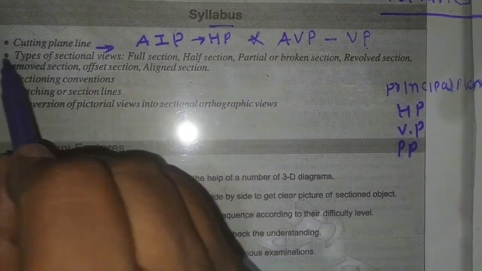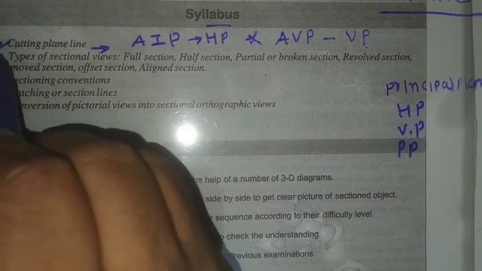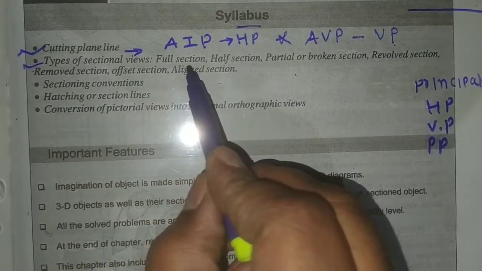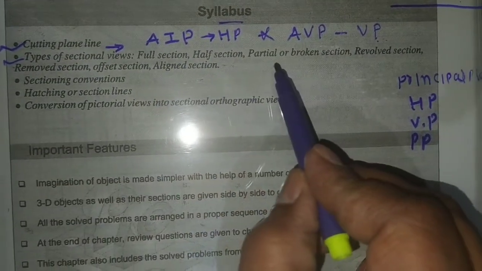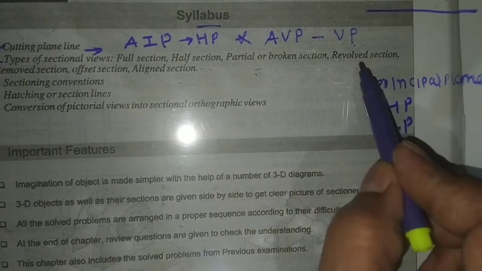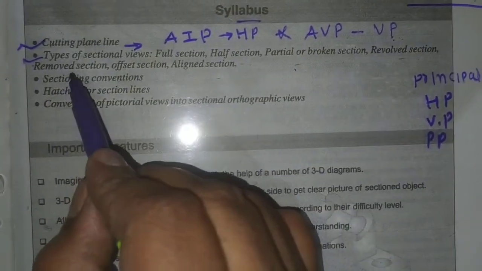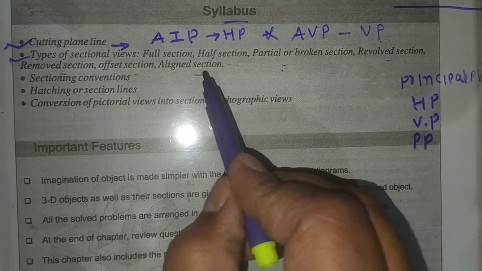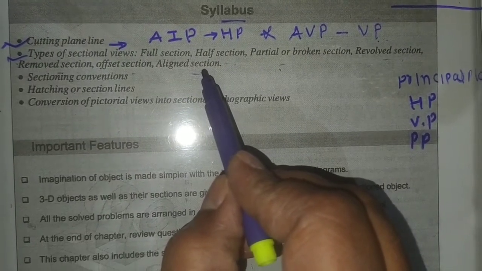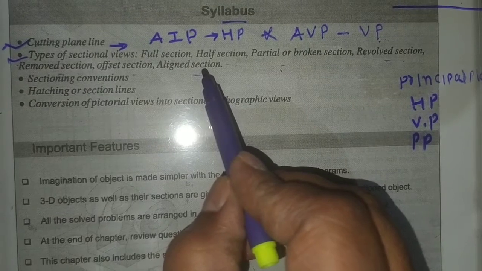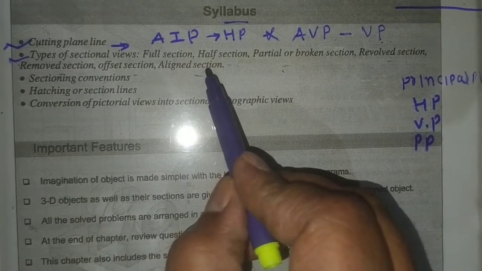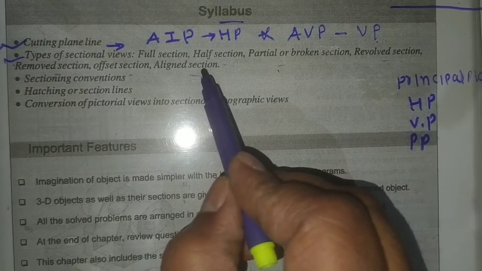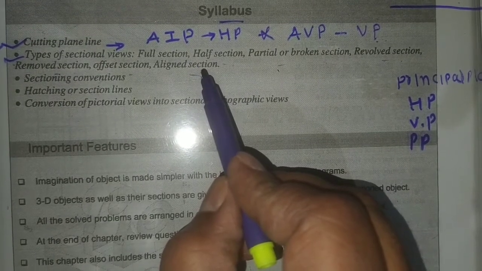Now we will also study the second point, that is types of sectional views: full section, half section, partial or broken section, revolved section, removed section, offset section and aligned section. We will take the example of one object, how the object is cut, what is the cutting plane, what consideration, what imagination we have to follow here.